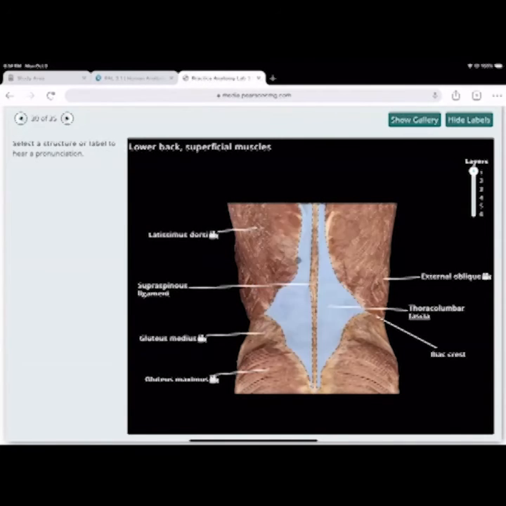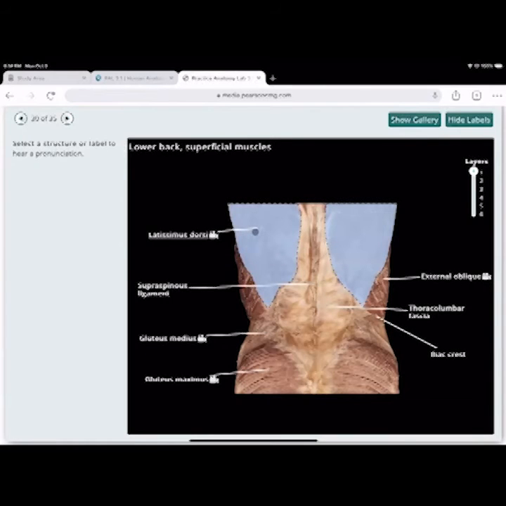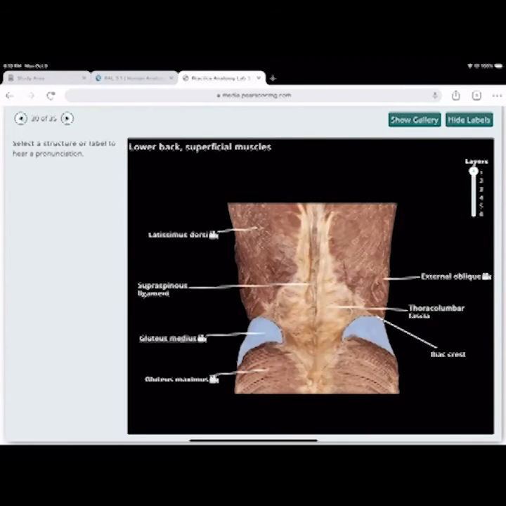Okay, the lower back, latissimus dorsi, muscles of the back come up the side. Your supraspinatus ligament, the gluteus medius, and the gluteus maximus. Gluteus medius is superior to the gluteus maximus. The crest of the iliac, thoracolumbar fascia goes over the muscles there, and the external oblique muscles to the side.